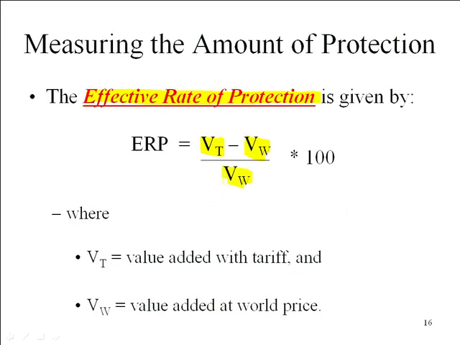It turns out that in most cases, the effective rates of protection are typically much higher than the actual stated rates. The reason for that is that we typically put on effective rates of protection at later stages of production rather than earlier stages of production.